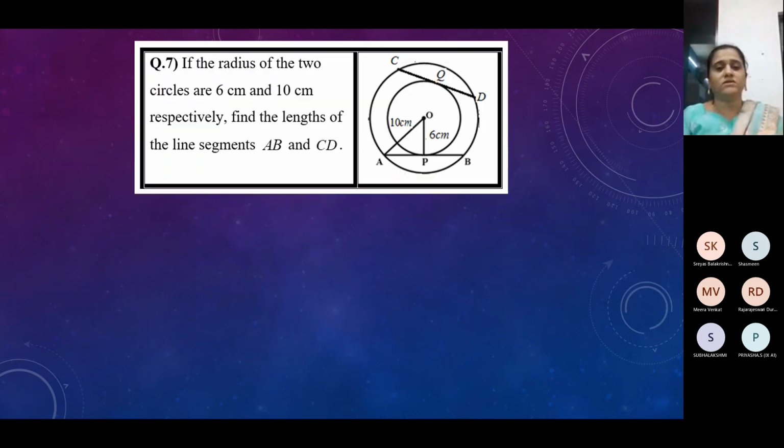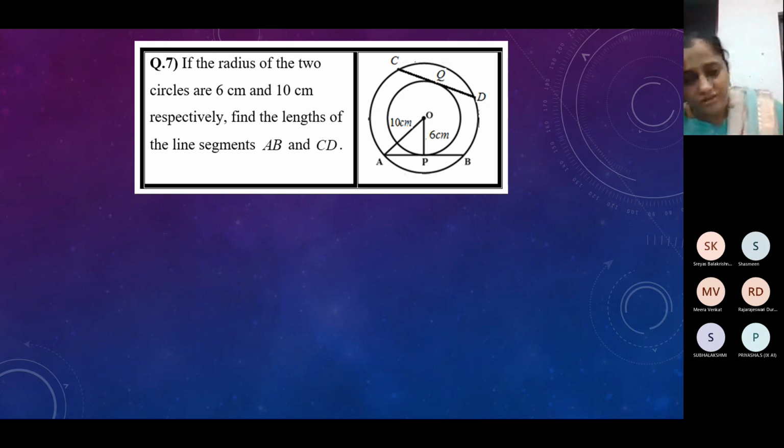Okay, you can understand. See the next one. If the radius of the two circles are 6 centimeters and 10 centimeters respectively, find the lengths of the line segments AB and CD.